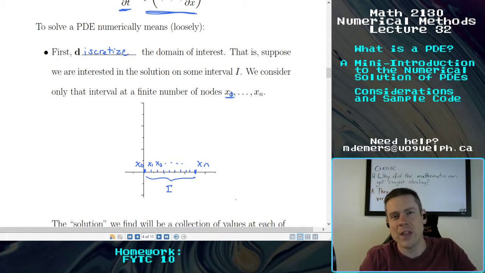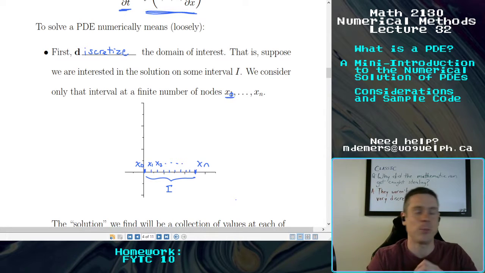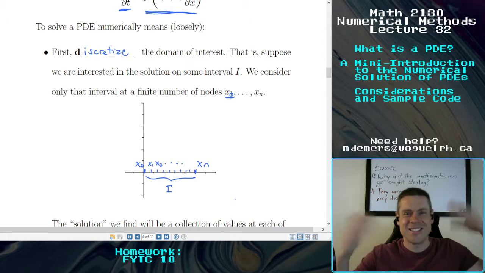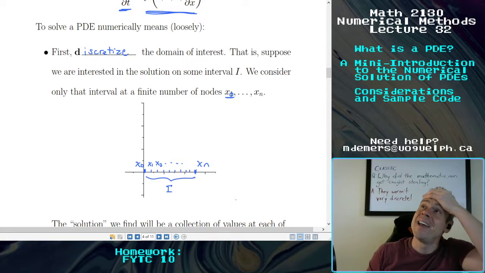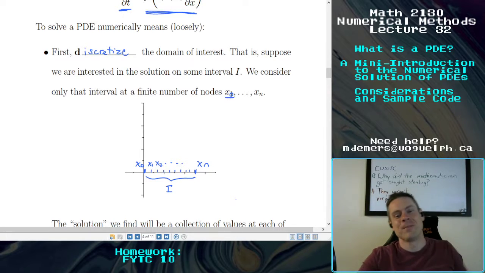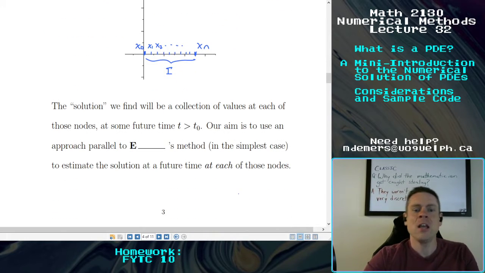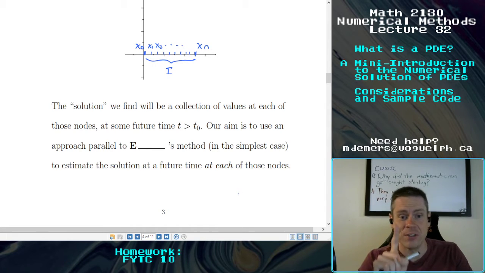So we throw out the idea of working with a continuous function because it's hard to do numerically. Because there's an infinite number of points there to think of approximations for, and that might take us a long time to deal with. So a finite number of these nodes. The solution we find will be a collection of values at each of these nodes.